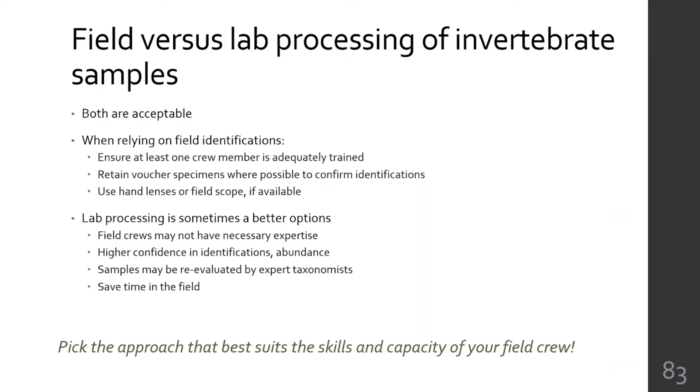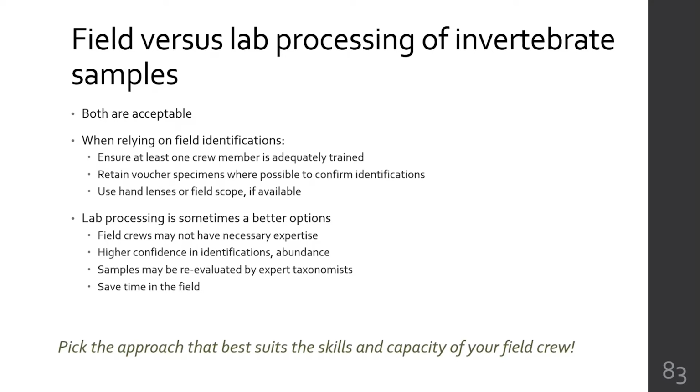So I mentioned this earlier, both field and lab processing of invertebrate samples are acceptable for this method. When you're relying on your field identifications, you want to make sure that you have at least one crew member that is adequately trained. We recommend retaining voucher specimens where possible to confirm those identifications, and try to use hand lenses or field scopes. This is particularly important because some of the family-level identifications are pretty difficult without seeing some of the mouth parts and smaller features, particularly if you're new to this. If you've got experience, you can probably get by with the unaided eye.